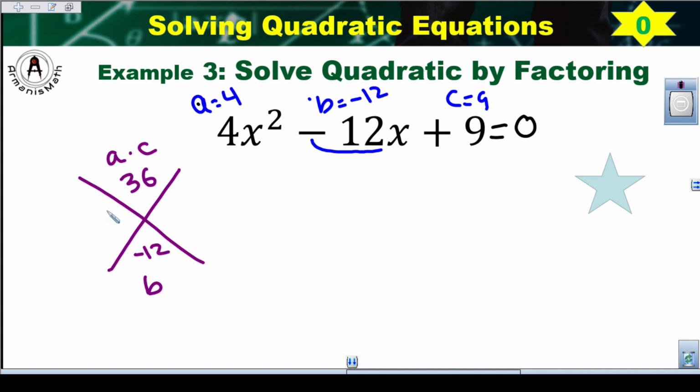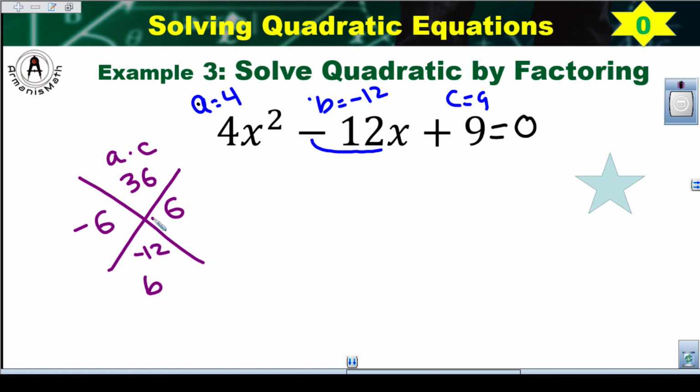Well, you try things. I'm going to try 6 and 6. Maybe that's going to work. 6 times 6 is going to give you 36, but 6 plus 6 is not going to give you negative 12. So that means you have to play with the signs. Maybe it's negative 6. Well, negative 6 times 6 is negative 36. That's not going to work.